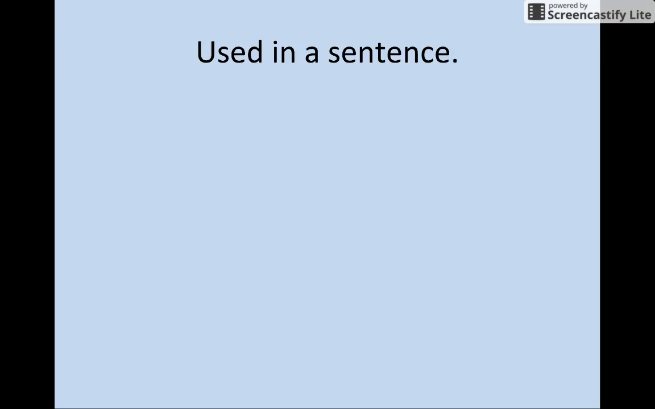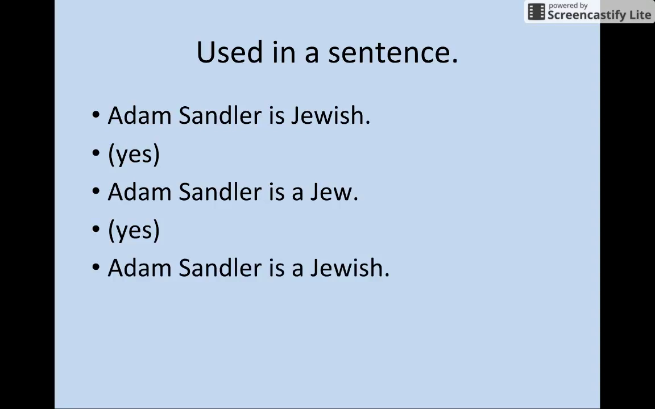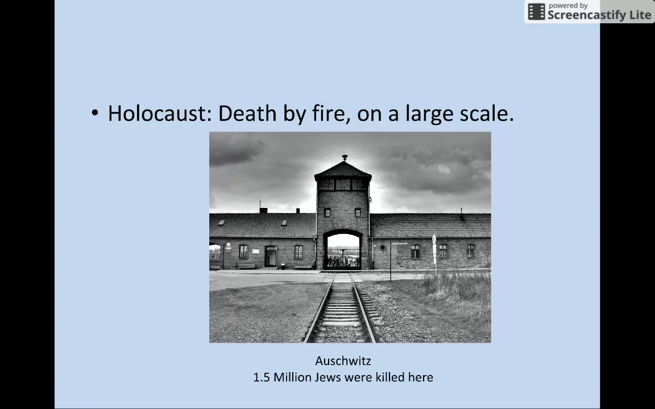Used in a sentence, and this is something that I do every year because I hear a lot of students say this incorrectly. Adam Sandler is Jewish. That is okay to say. Adam Sandler is a Jew. That is also okay to say. Adam Sandler is a Jewish. That is not okay to say. So look at the first two used in a sentence. That is the correct way to say that someone is Jewish.